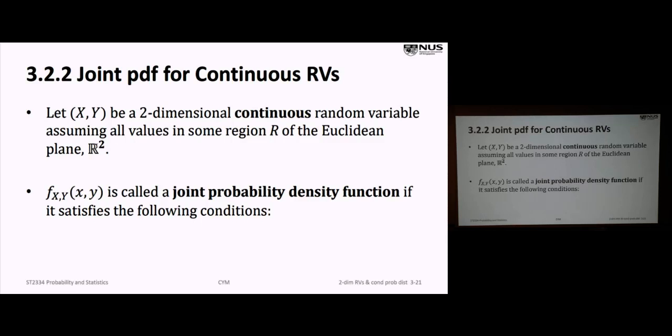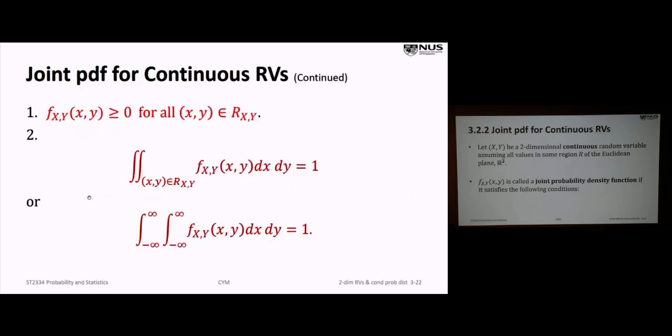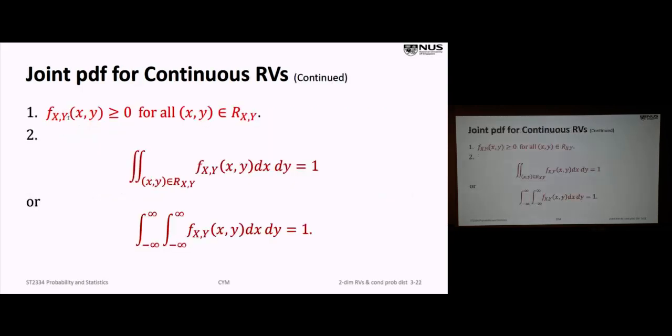Okay, so now f of x, y is called the joint probability density function of the random variables x and y if it satisfies the following conditions. These should be expected because we already know what they are. Remember, in the density case, it does not represent the probability that x is equal to x and y is equal to y, because that is 0.